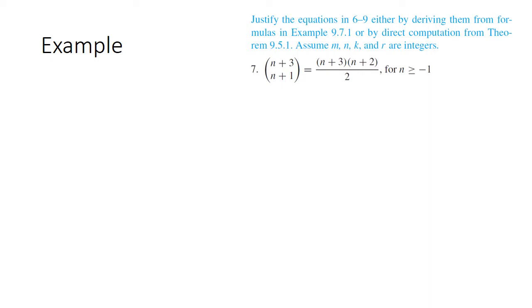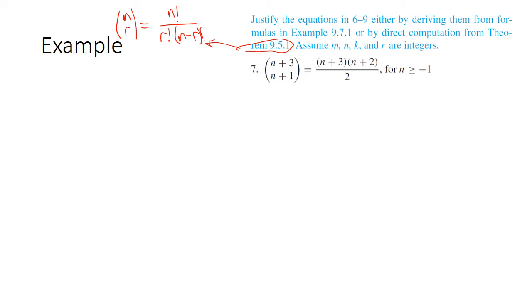Okay, so let's just do an example first to show you the kinds of formulas that you can make for n choose r with different values in there for n and for r. So here: justify the equations in 6 through 9, either by deriving them from the formulas in example 9.7.1 or by a direct computation from theorem 9.5.1. This theorem right here is just the theorem that tells you how to calculate n choose r. That's n choose r equals n factorial divided by r factorial times n minus r factorial. And you can just use this to do all these examples and homework problems.